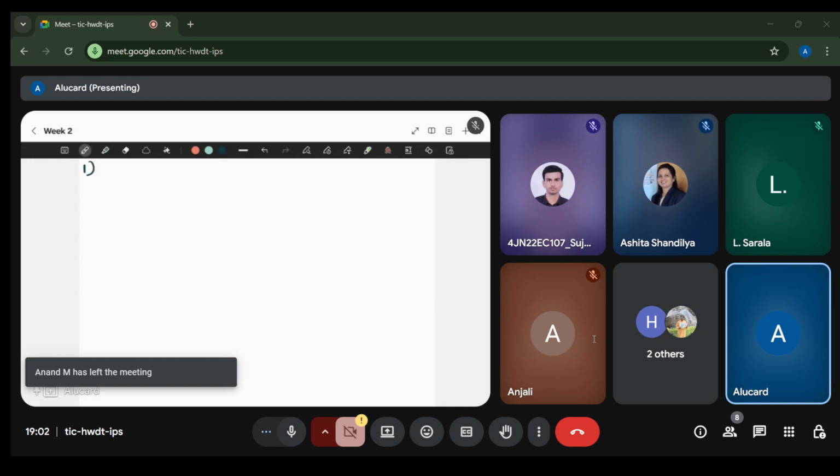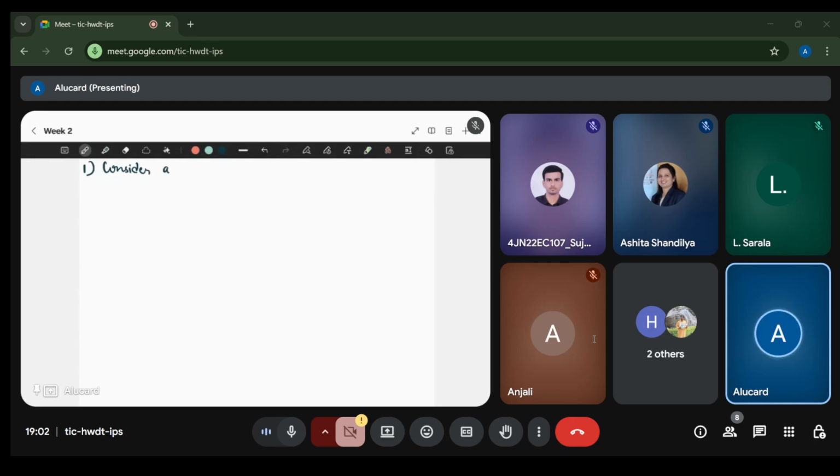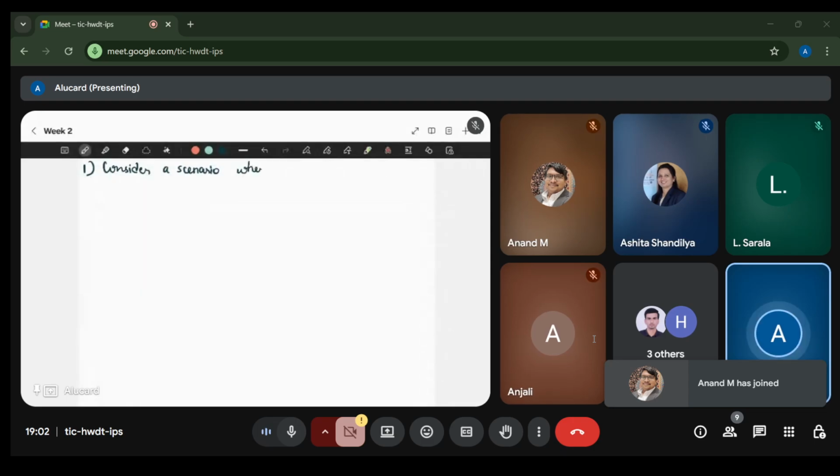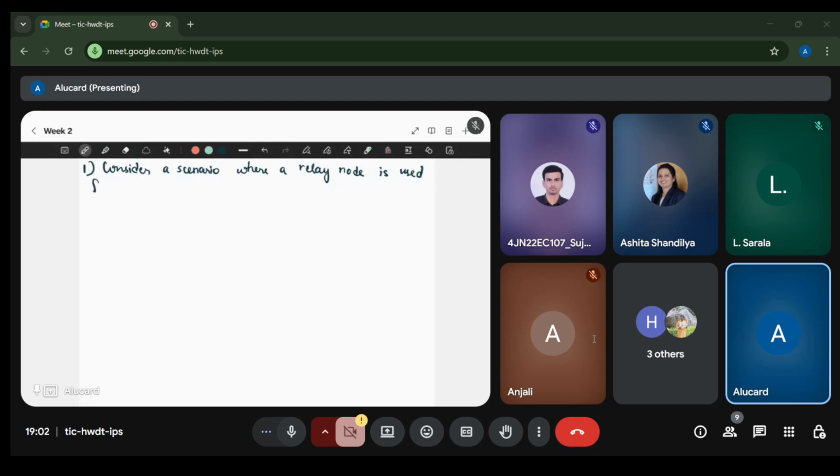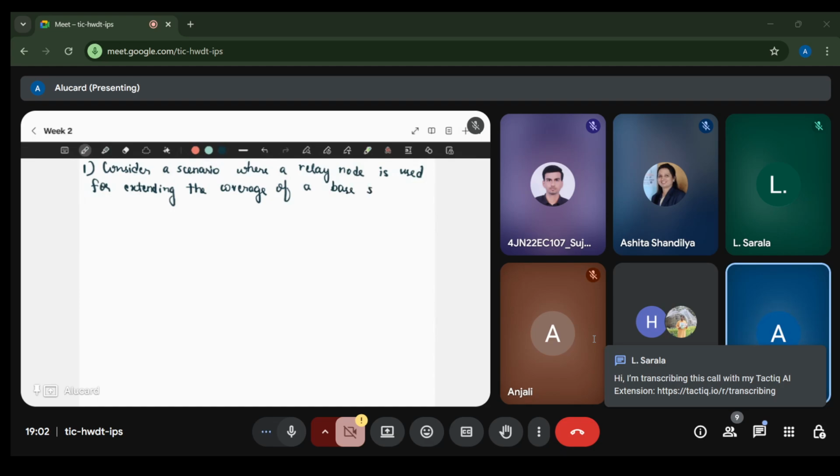First question. Consider a scenario where a relay node is used for extending the coverage of a base station.